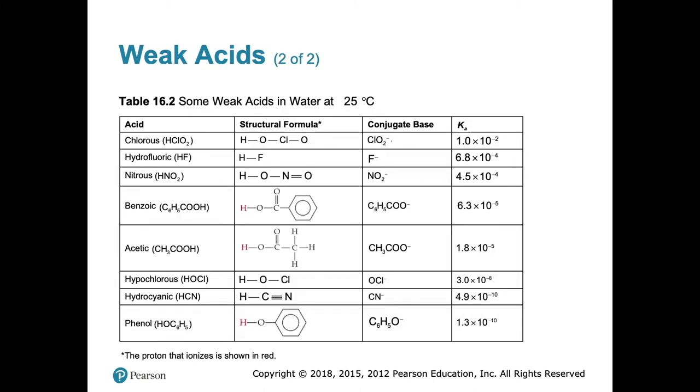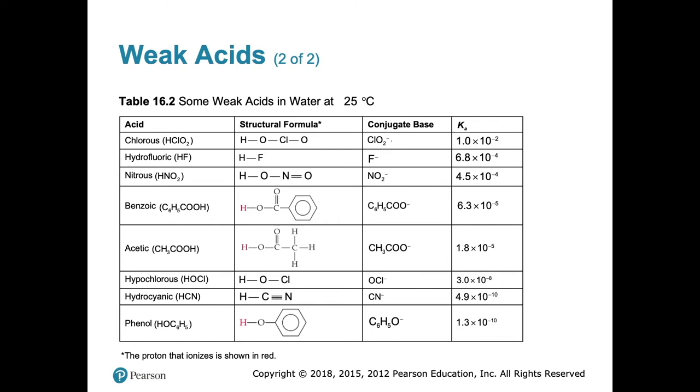So here's a list of weak acids. Here's chlorous acid, hydrofluoric acid, nitrous acid, benzoic acid. The one we'll talk about the most here is acetic acid. Phenol is also a weak acid, as are hydrocyanic acid and hypochlorous acid. Notice that their Kas are all super close to zero: 10 to the -2, -4, -4, -5, -5, -8, -10, -10. So they have very small Kas.